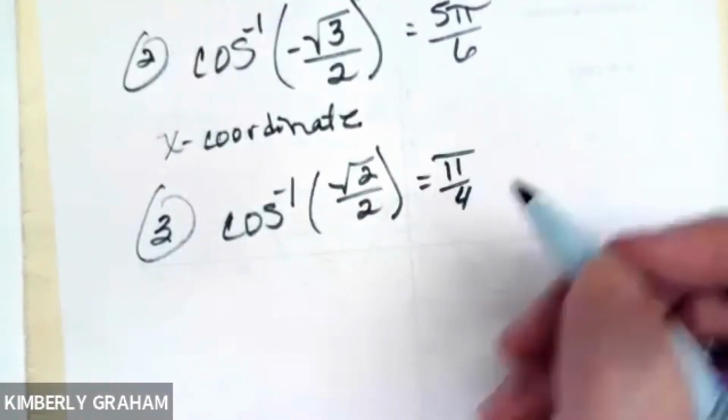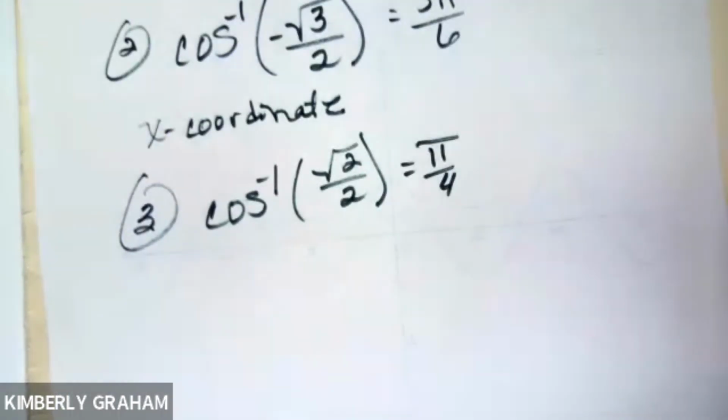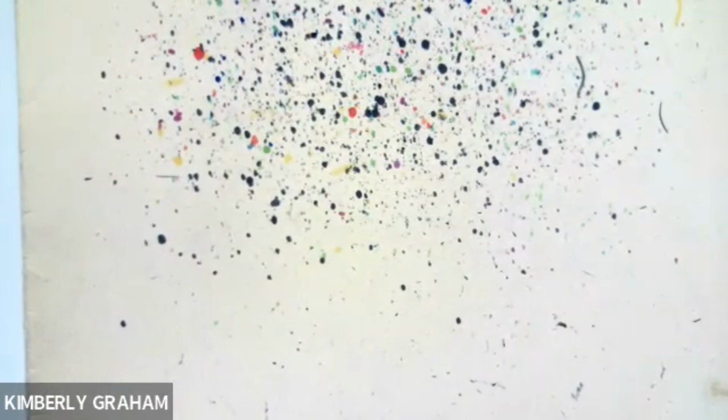So the cosine ones were pretty straightforward, right? Sine was where it sort of got to be a little more detailed, I guess you would say.